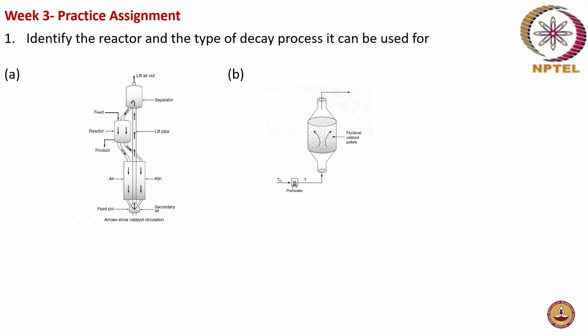Sorry, what does figure B signify? It shows some fluidized catalyst pellets, and there is a preheater where at the entry there is some temperature T naught, and at the exit there is some temperature T. So, what is this reactor, and for what type of decay is it used?